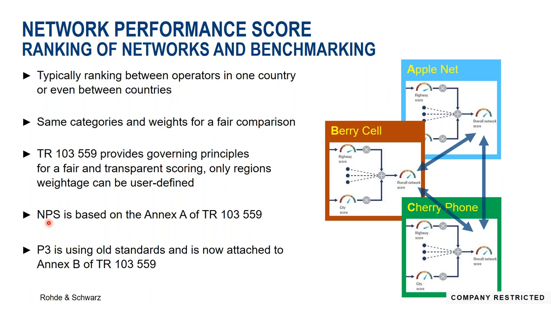So this is actually based on Annex A of this document that is set by ETSI. So all the details are in this document, okay? And I know a lot of operators or people out there are still using the P3 standard, which is now considered an old standard in this document, and is attached in Annex B instead. This old standard used by P3 is based on parameters from 2G, 3G, and just a little bit of 4G. So there are not so many video streaming parameters and so on.